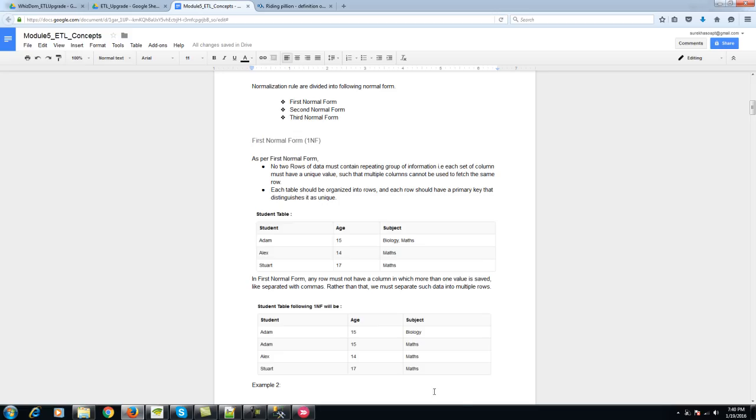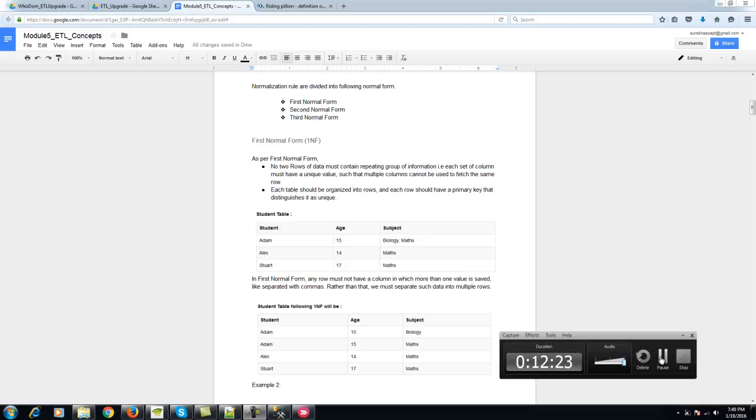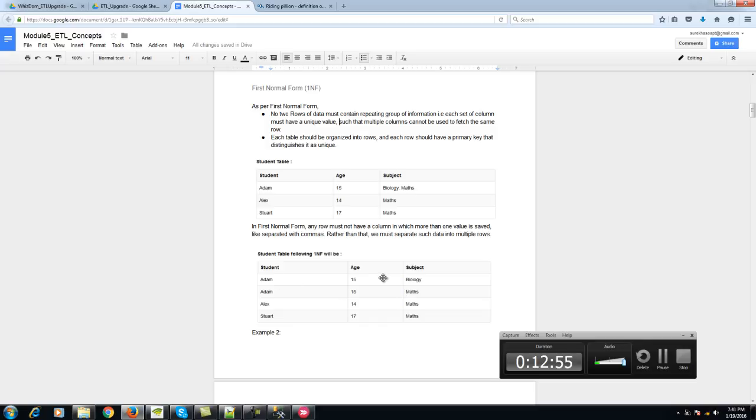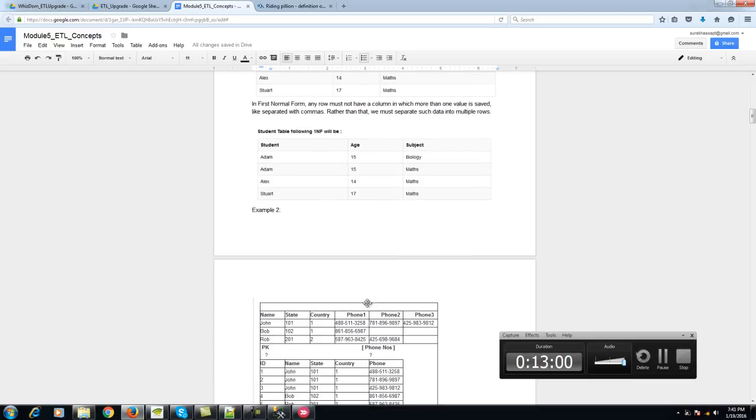So in order to have this in the first normal form, it says no 2 rows of data must contain a repeating group of information. That is, each set of columns must have a unique value, right? So the set of columns should have a unique value such that multiple columns cannot be used to fetch the same row. You cannot use multiple columns to fetch the same row. So you can convert this into this, like this. So when I say Adam, age is 15 and subject is this, then I'll fetch this row.